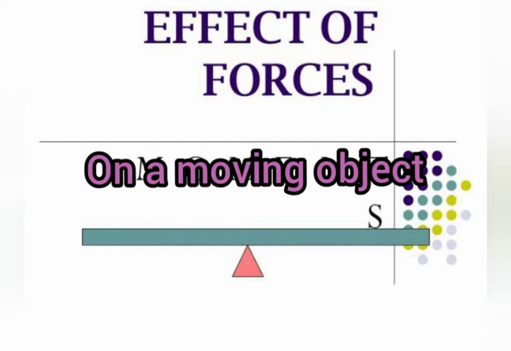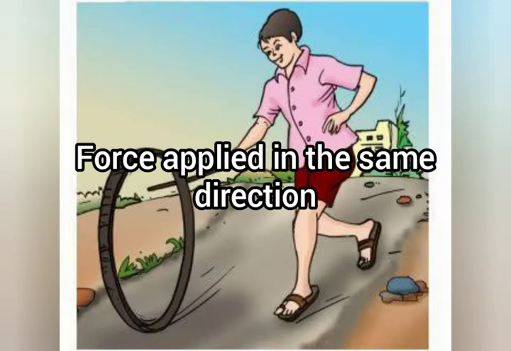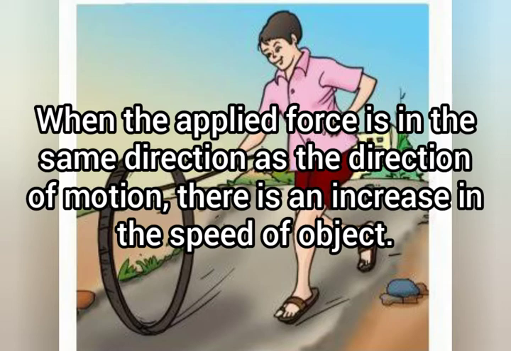Effect of force on a moving object. A force can have the following effects on a moving object. Force applied in the same direction. When the applied force is in the same direction as the direction of motion, there is an increase in the speed of the object.